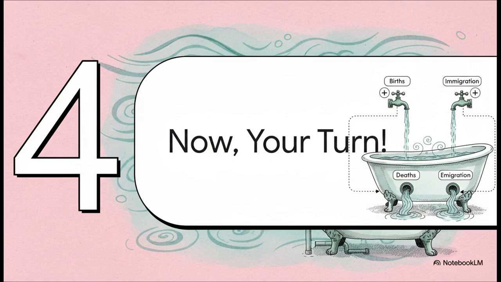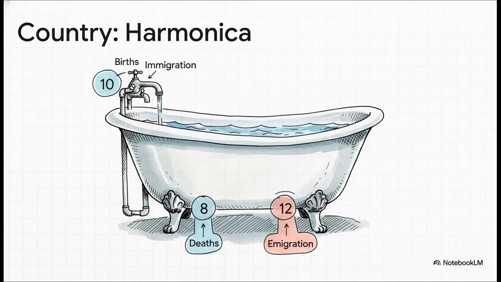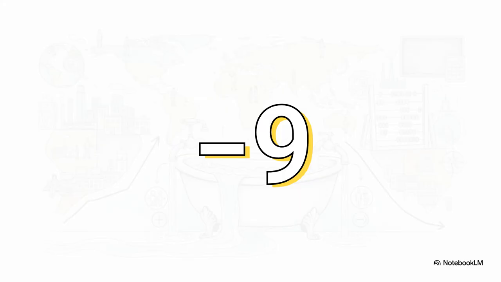Okay, you've seen me do 1. Now, it's your turn. Think you've got it? Let's find out. I'm going to give you the numbers for a new country, and you're going to tell me what's happening with its population. All right, pencils ready? Here are the numbers for the country of Harmonica. Your mission, should you choose to accept it, is to figure out if its population is growing or shrinking. Remember the steps. Add the ins, add the outs, then find the difference. Go ahead, I'll give you a second. So, what'd you get? If you got -9, you nailed it.